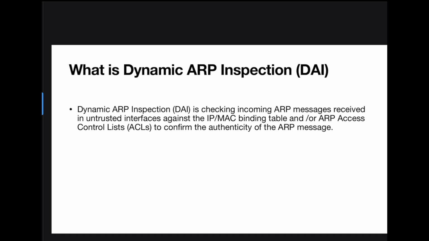So in the same way, you've got untrusted interfaces and trusted interfaces. The untrusted interfaces are the ones connecting into client devices, because the client devices can be where the trouble happens, because rogue clients can come and try to alter the IP MAC binding table by sending dodgy ARP messages. So this is the problem here.